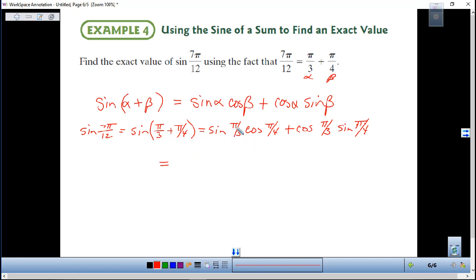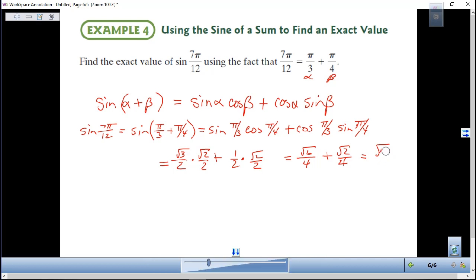So we end up with the sine of pi over 3 is the square root of 3 over 2. The cosine of pi over 4 is the square root of 2 over 2. Cosine of pi over 3 is 1/2. Sine of pi over 4, square root of 2 over 2. Now we're going to do our multiplication. We get the square root of 6 over 4 plus the square root of 2 over 4, and the square root of 6 plus the square root of 2, all over 4, is the exact answer.